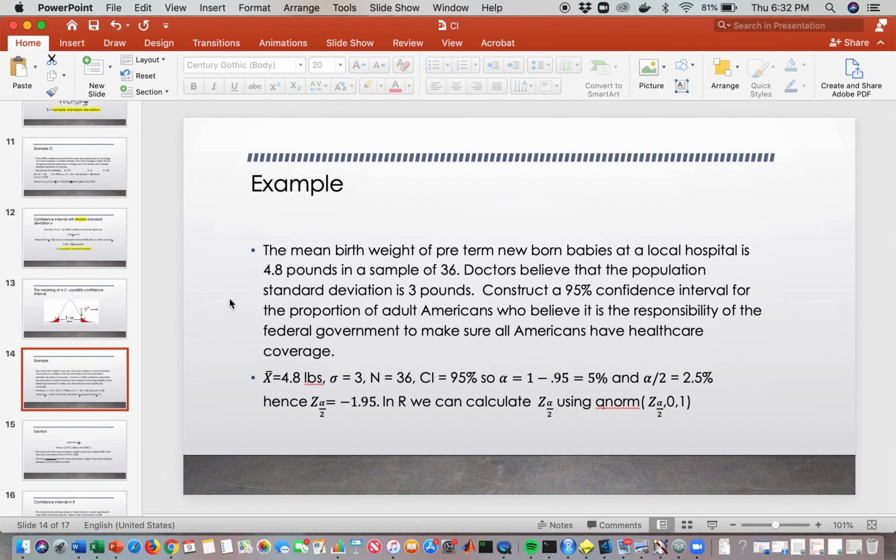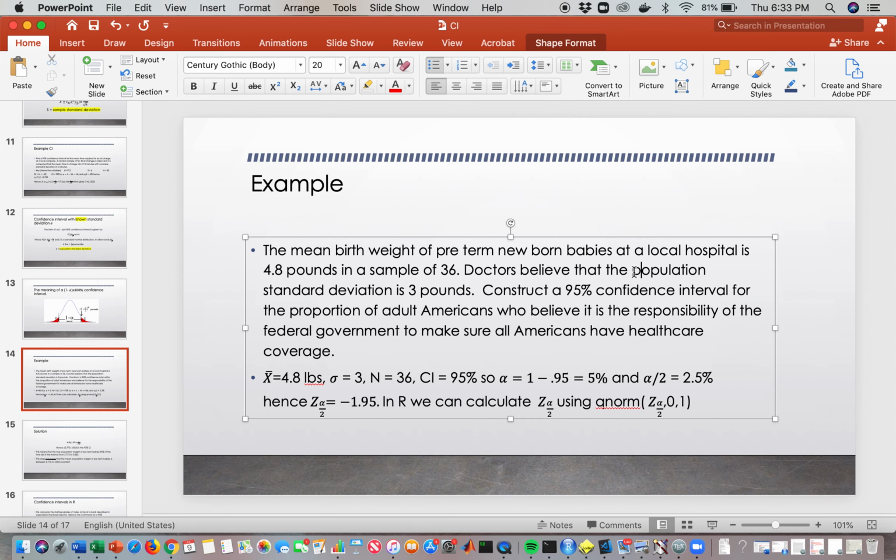So here's an example. The mean birth weight of preterm newborn babies at a local hospital is 4.8 pounds in a sample of 36. Doctors believe that the standard deviation is 3 pounds. I want to emphasize, we're given the population standard deviation here.